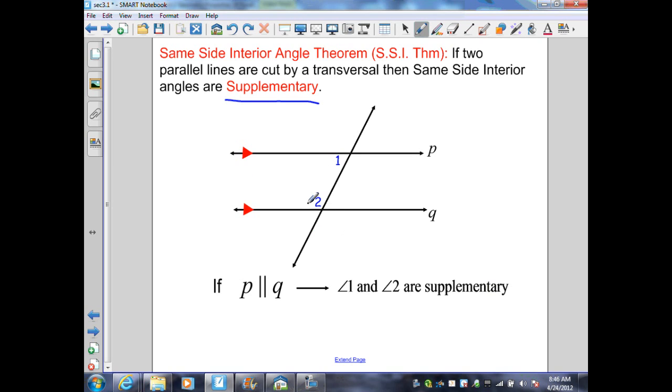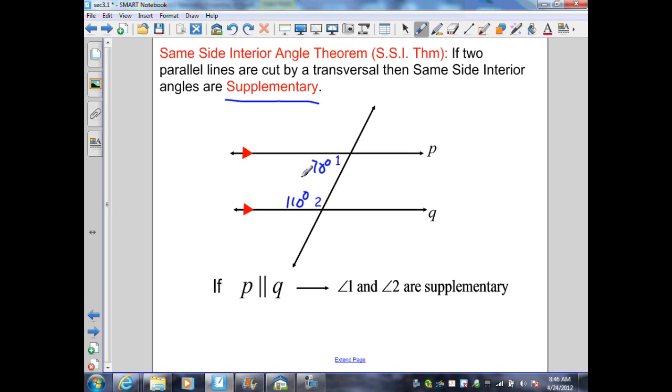Angle 1 and 2 are same side interior angles. And because these two parallel lines are cut by a transversal, my same side interior angles are supplementary. Therefore, if I let this be 70 degrees, I know angle 2, the same side interior angle to it, would have to be supplementary to that, which would be 110 degrees.